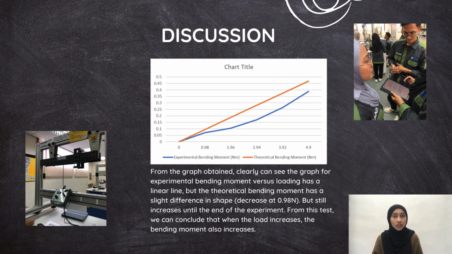For conclusion, the experiment is successful since the experimental and calculation results are within an acceptable range and the objectives have been achieved.